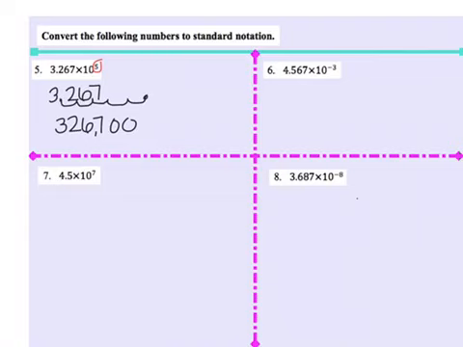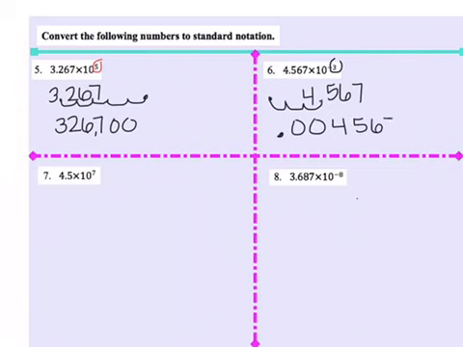So number 6, then we're going to look again at that power. That power is a negative 3 this time. So I'm starting with 4.567, and I need to move it 3 in the negative direction. So I'm going to go 1, 2, 3. It's going to go here. So I'm going to have point, put my placeholders in, 0, 0, 4, 5, 6, 7.